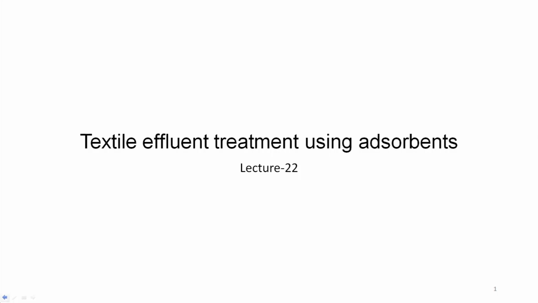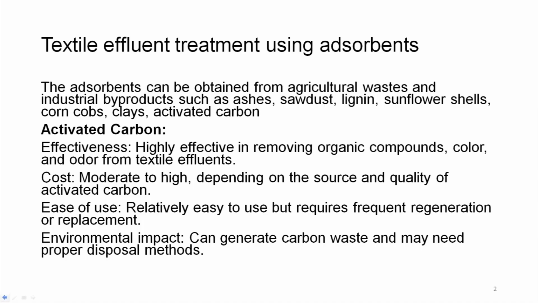Textile effluent treatment using adsorbent, lecture number 22. Now let us proceed and try to see what are the different types of adsorbents that have been used in textile effluent treatment. The adsorbent can be obtained from agricultural waste and industrial byproducts such as ashes, sawdust, lignin, sunflower shells, corn cobs, clay, activated carbon.